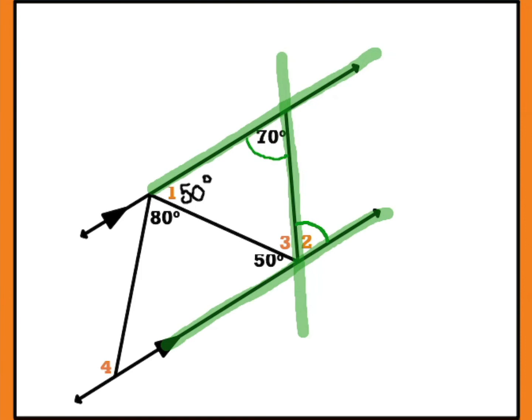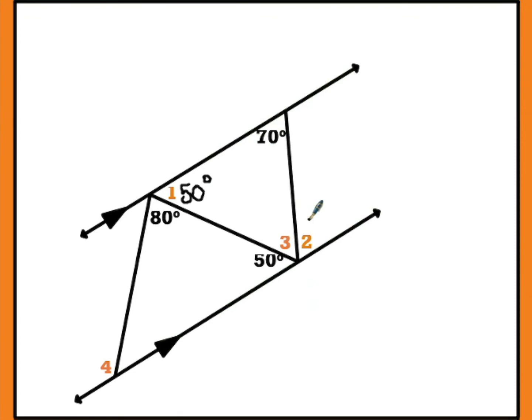One thing that I think is going to be helpful this chapter: do you see that alternate interior angles always make sort of a Z shape? I'll refer to that a few times this chapter. If you can make a Z shape with those angles, you've found yourself some alternate interior angles. So angle 2 is 70 degrees.